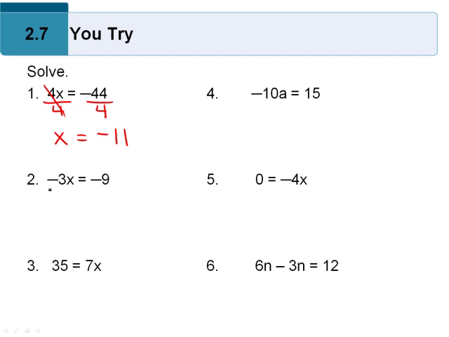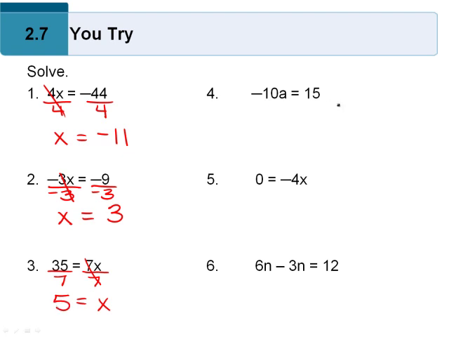Number 2, negative 3x equals negative 9. I'm going to divide by negative 3 because remember you have to use the same sign. Divide by negative 3 on both sides, so that gives me a positive x, and over here 2 negatives when you divide is going to be a positive 3. Number 3, the variable's on the right hand side, so I need to divide by 7 on both sides to get rid of that coefficient, so the x comes down, and 35 divided by 7 is 5.